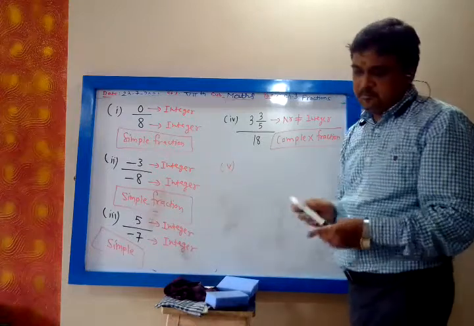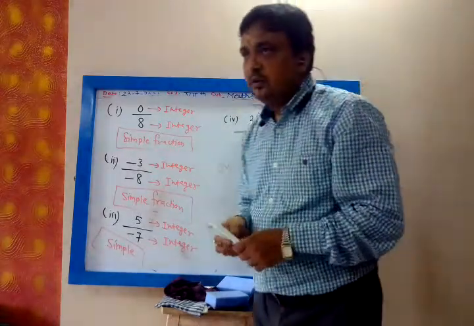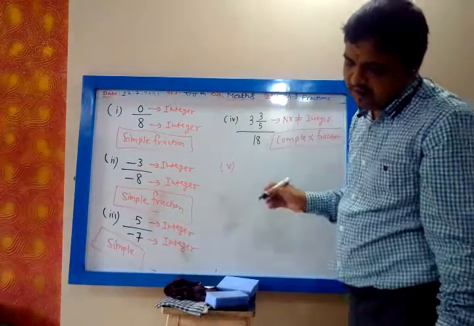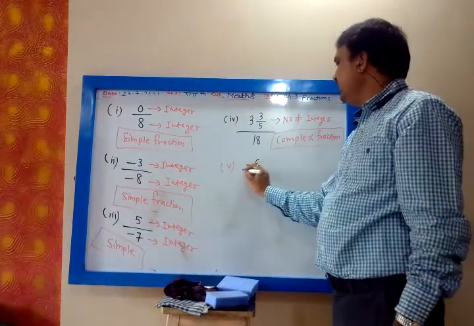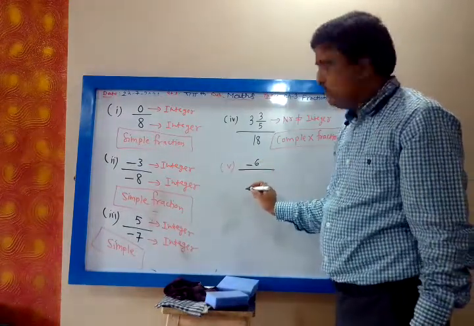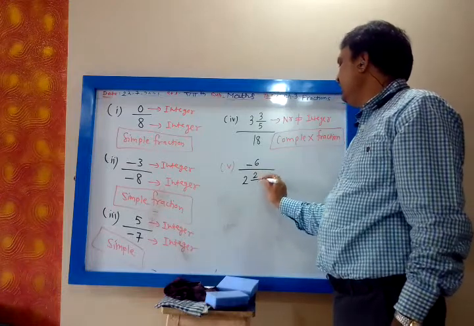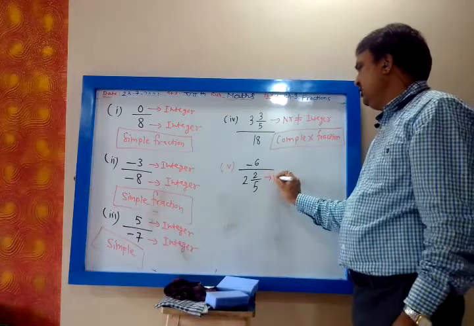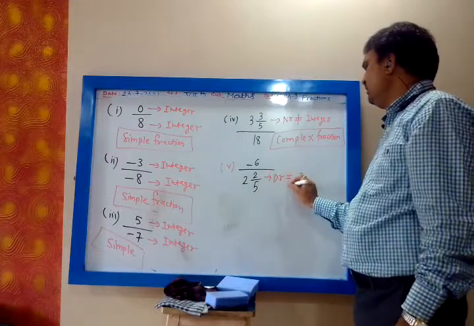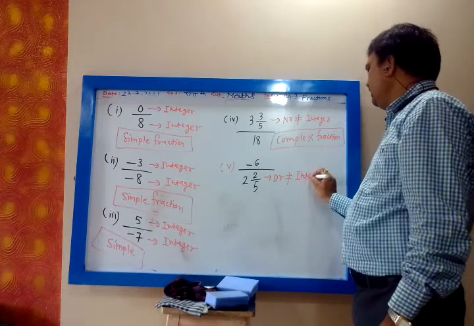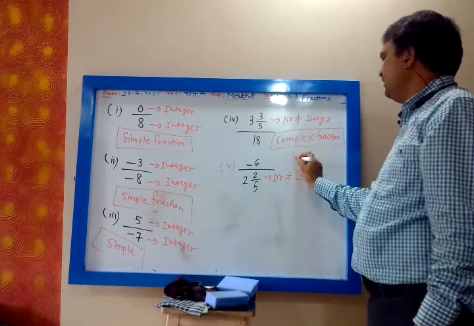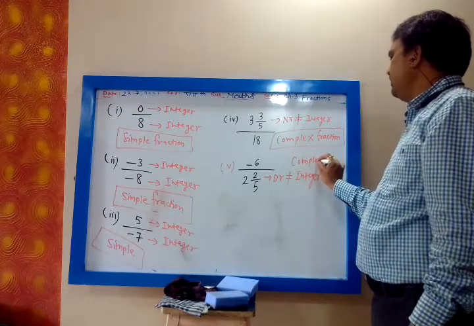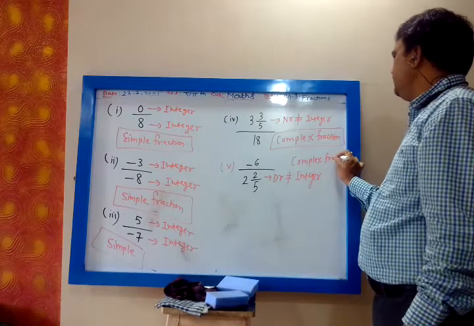Now fifth one, minus 6 numerator, then denominator is 2 and 2 by 5. Yes. Now what is my denominator? It is not an integer. Denominator is not an integer, no. So it is a complex fraction, because the denominator is not an integer.